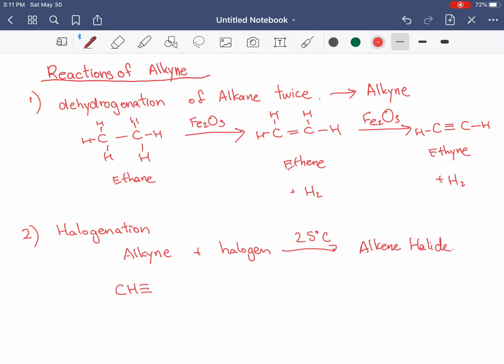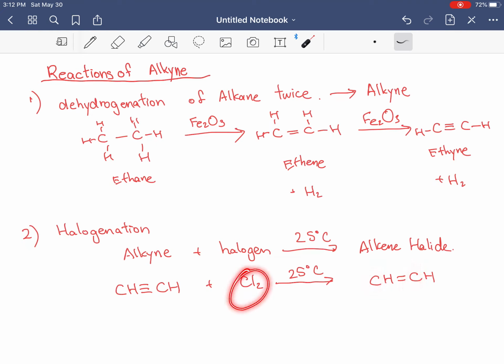So let's say you have ethyne again, and you're reacting it with chlorine gas. That's a halogen. Under 25 degrees Celsius, the two chlorines will break apart. One of the bonds in the triple bond will break apart. So you have this. Obviously this carbon and this carbon are missing bonds. It only makes sense, of course, that this happens. So just like I said, alkyne reacting with halogens, you get some sort of alkene halide.